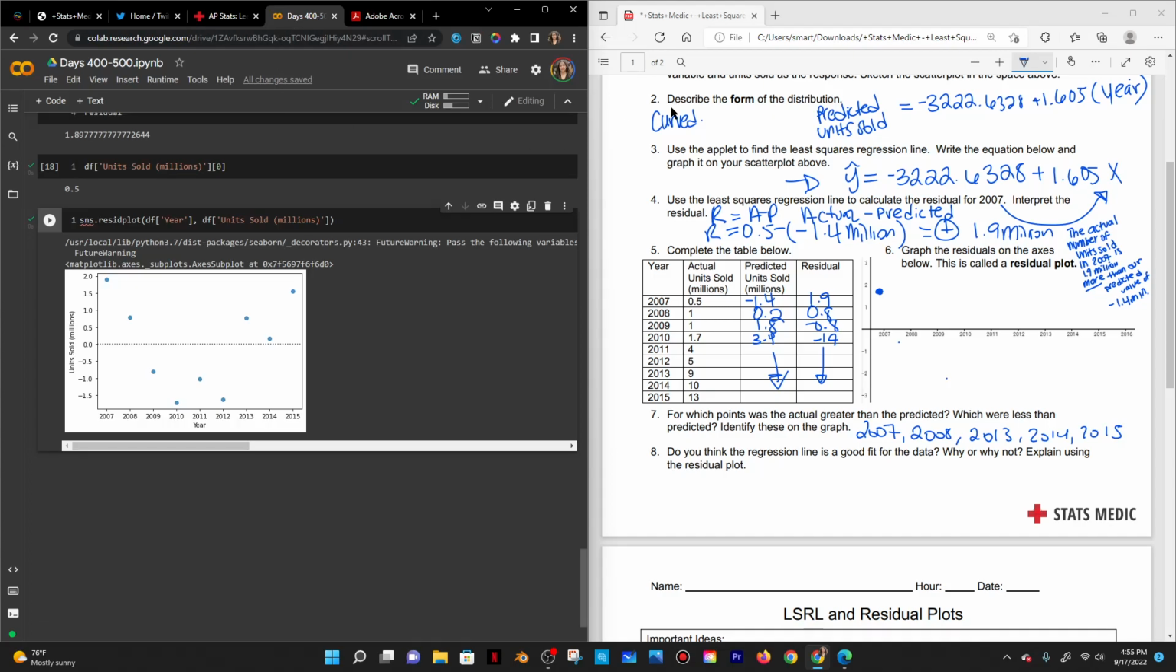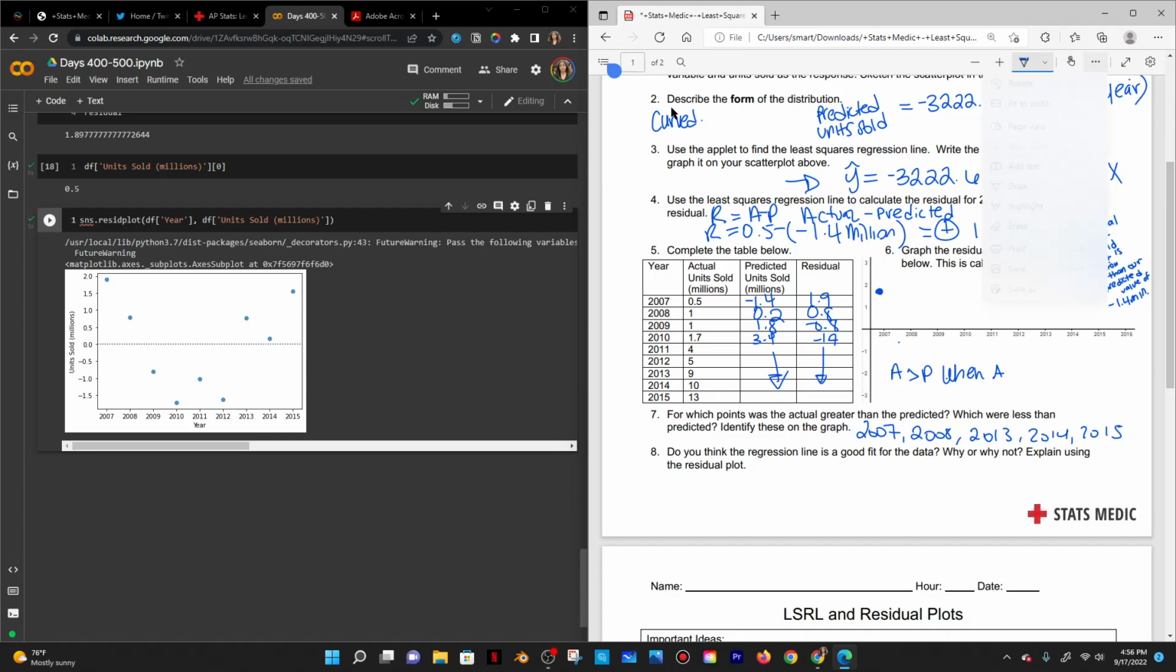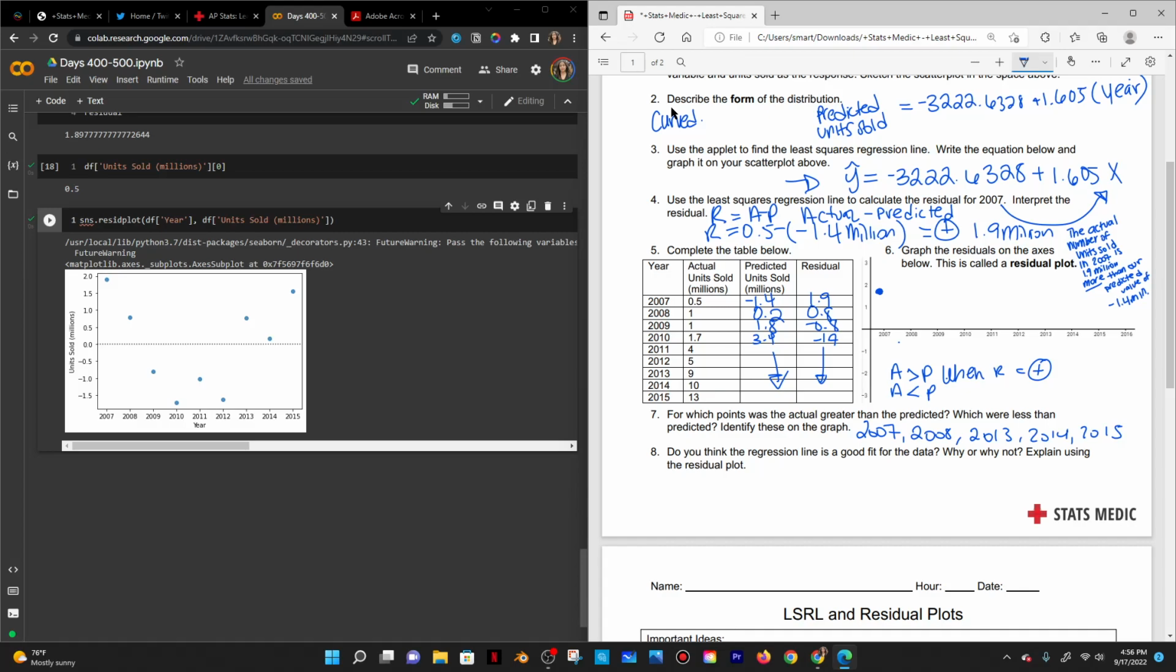So again, the idea is when they ask you this, just if your actual is greater than predicted, when your residual is positive. And then your actual is less than your predicted value, or probably I should do this in terms of predicted value. So your predicted value is less than, whatever, you do the math. When the residual is negative, so in other words, above the line, below the line.